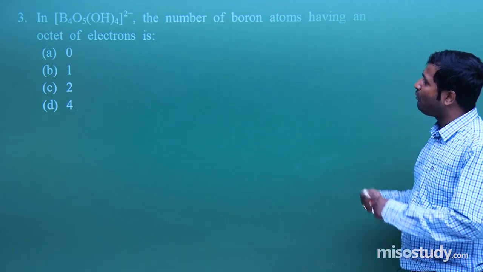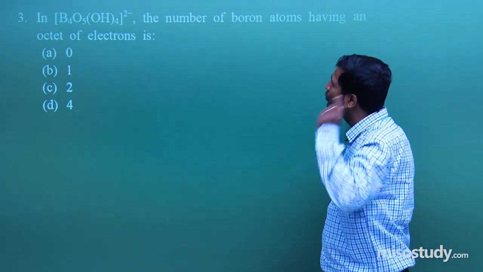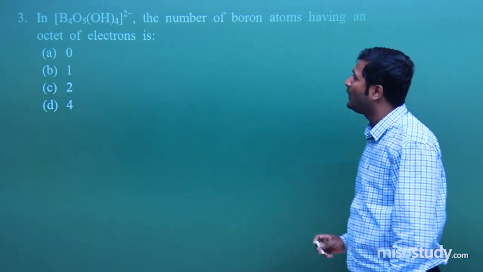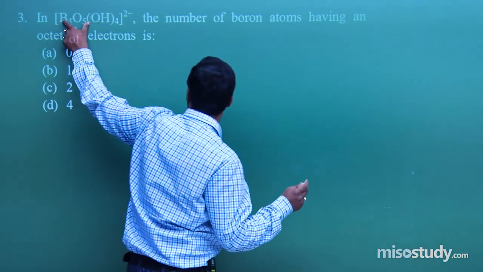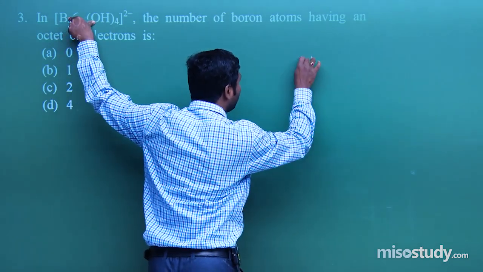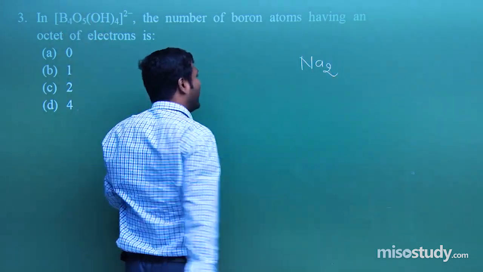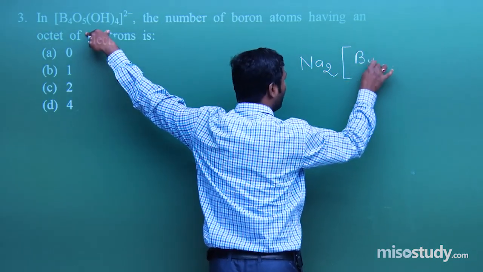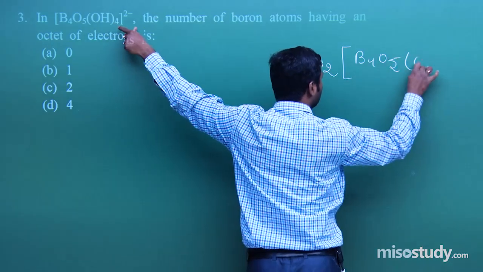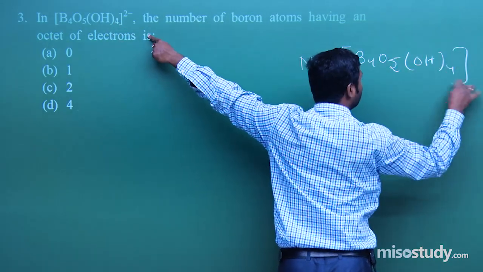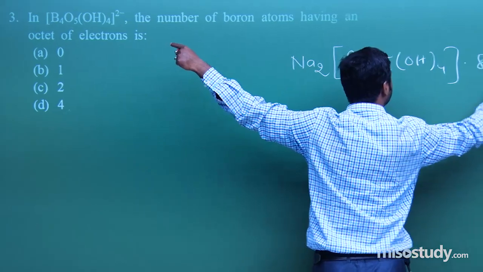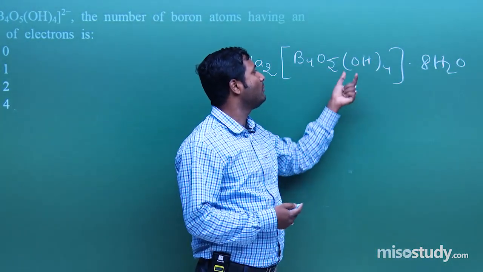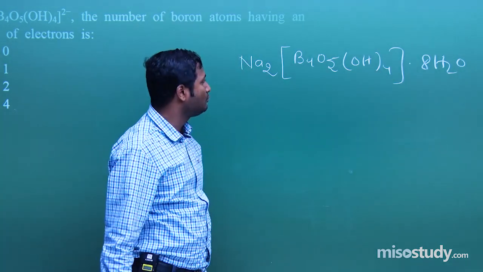In the B4O5(OH)4 2 minus ion, the number of boron atoms having an octet of electrons. Do you know this is the ion related to borax? This is the other form of representation of borax, Na2B4O5(OH)4 into 8H2O.